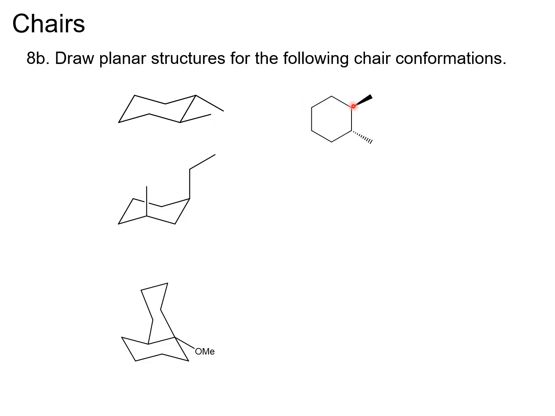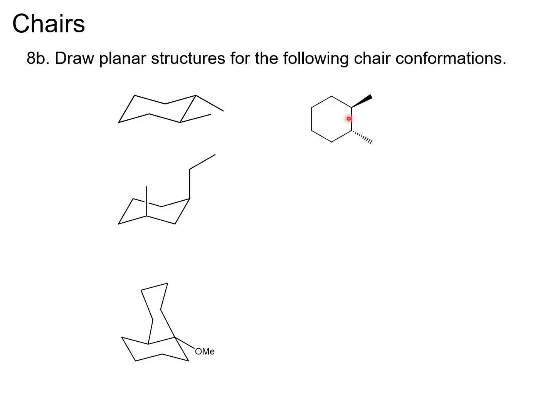Again, the position of those groups doesn't matter. It just makes sure you need to have one up, one down bond. I think this came up on the last exam too. So if I say planar like this, right, you're going to want to draw these flat. Our chair structure is kind of looking at it sideways.